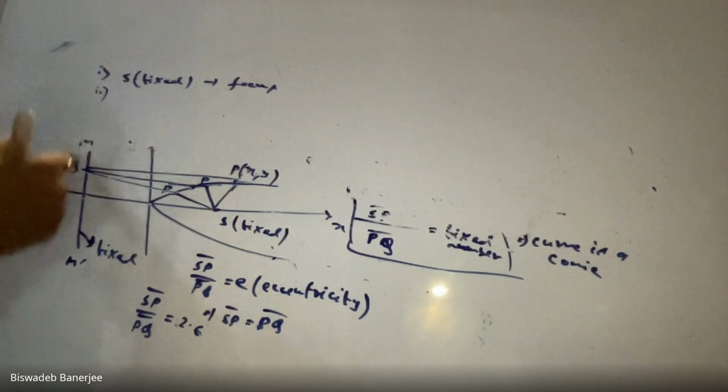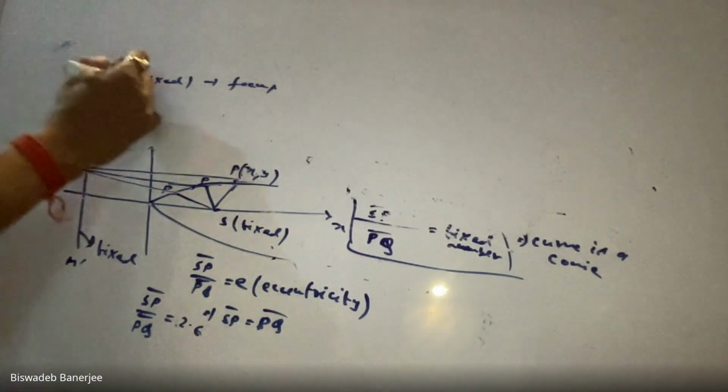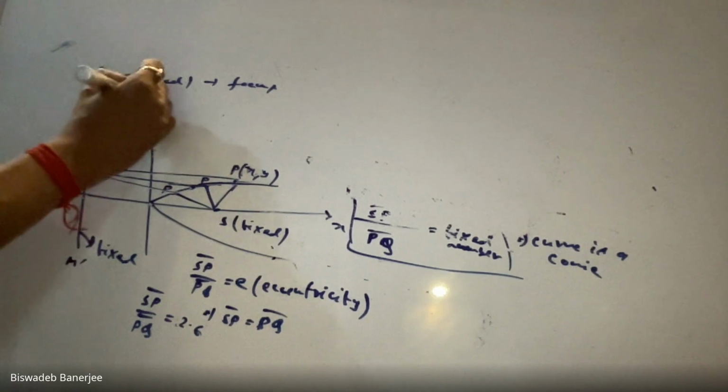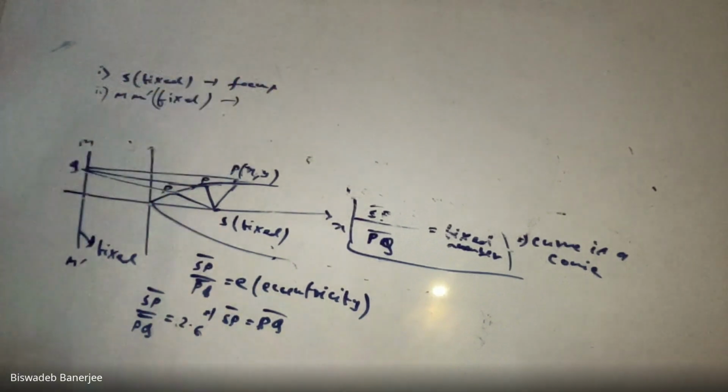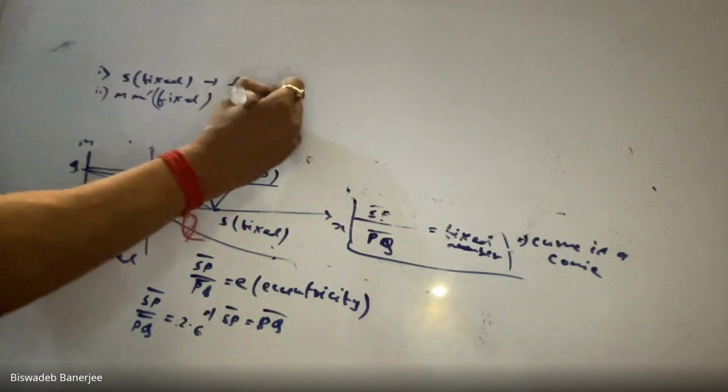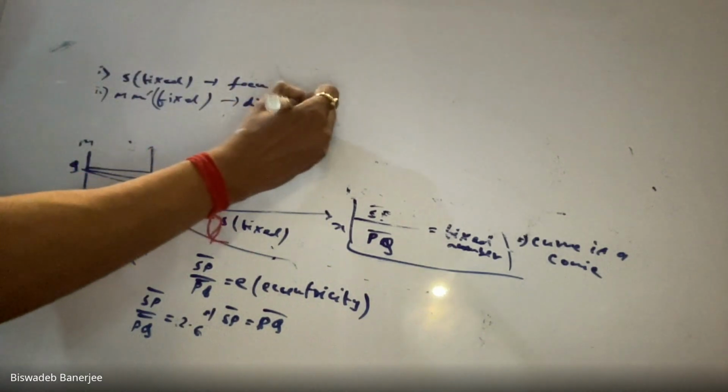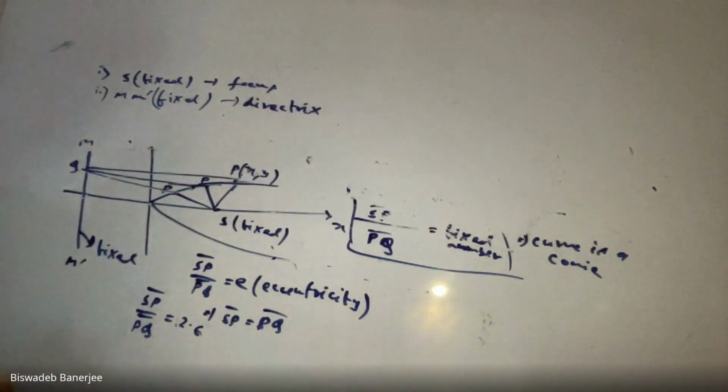Number 2, what about this fixed line? This fixed line MM dash, what is the definition of this fixed line? This fixed line is said to be the directrix, or directrices, whatever you call it. So this fixed line is said to be the directrix.